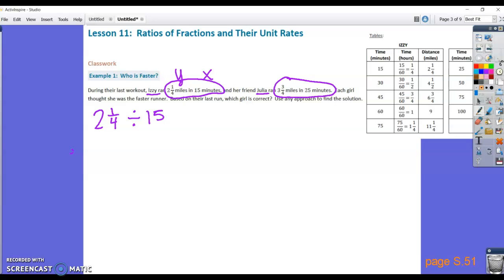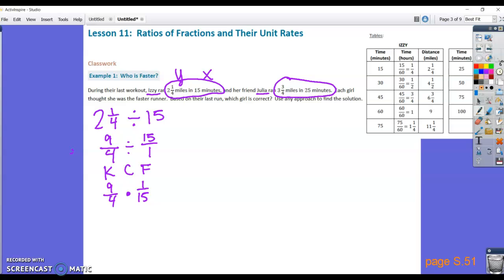So 2 times 4 plus 1 is 9/4 divided by 15, and we can put that whole number over 1. And then you see division, and if you recall from 6th grade, when you are doing division of fractions, you have to keep, change, and flip. So we're going to keep it as 9/4. Change it to multiplication and flip that fraction.